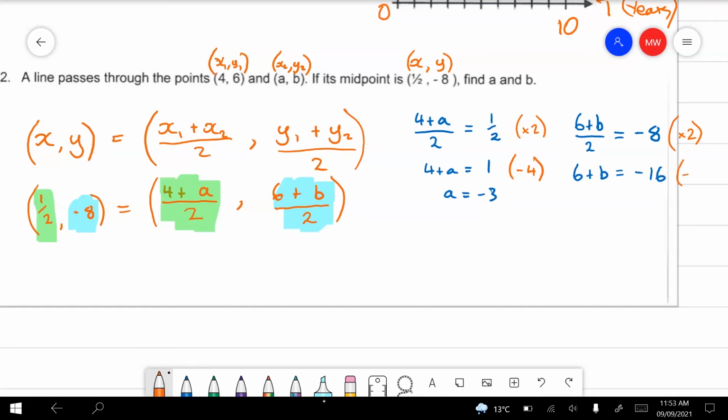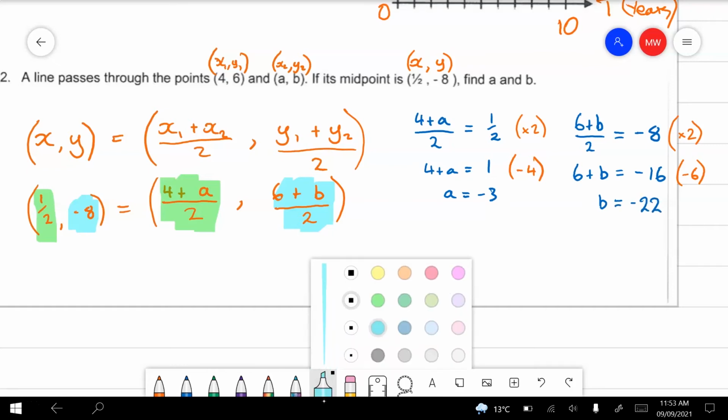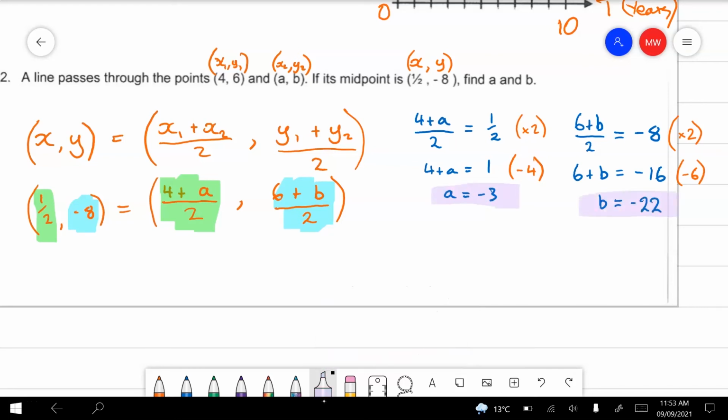Let's subtract 6 from both sides this time, and we'll end up with b equals minus 22. So I've got my two answers here. I've got a is minus 3 and b is minus 22, and I have found a and b.